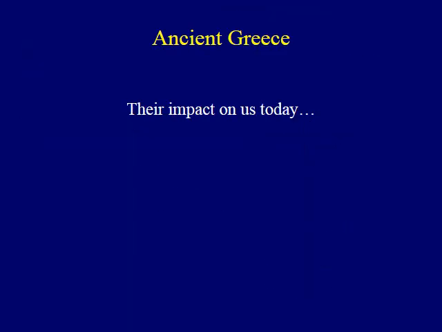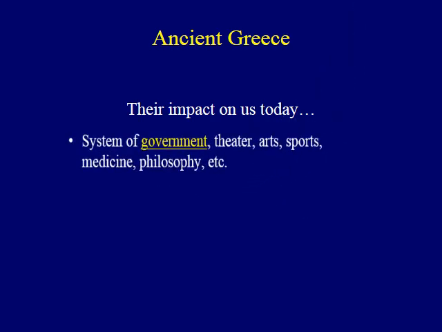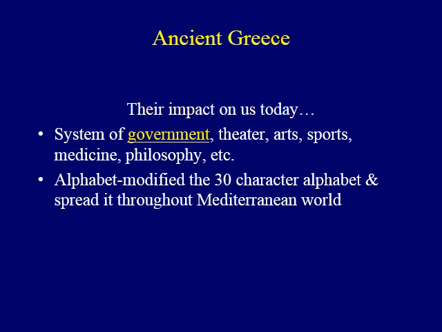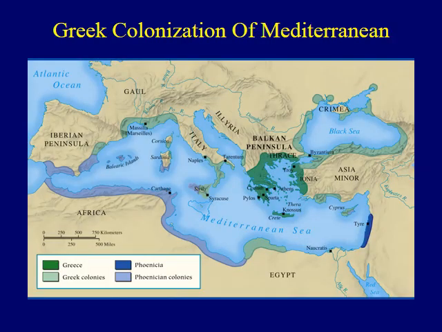The ancient Greeks had a major impact on us today. Possibly the biggest impact might have been on their political system, their government. However, their sports, medicine, theater, and other aspects also impact us today, as well as their alphabet. The Greeks took that Phoenician alphabet, reduced it to 26 characters, and spread it throughout the entire Mediterranean.